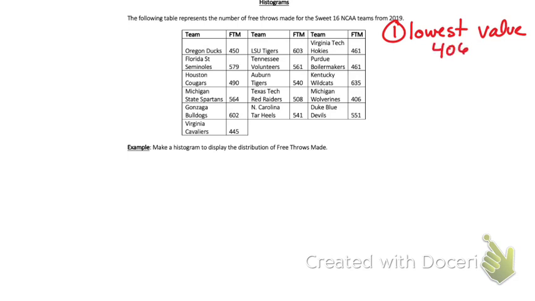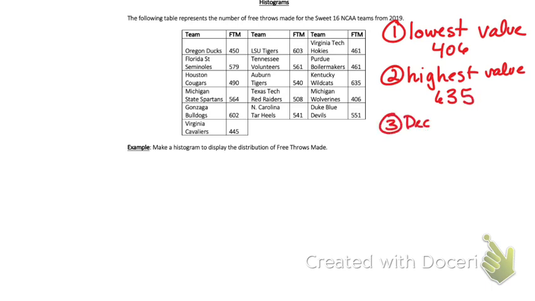406. Perfect. Number two, what's the highest value in the data set? 635? All right. Number three, we need to decide on a scale for the x-axis.